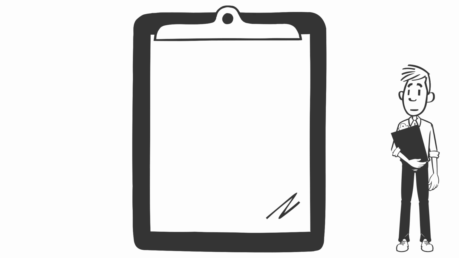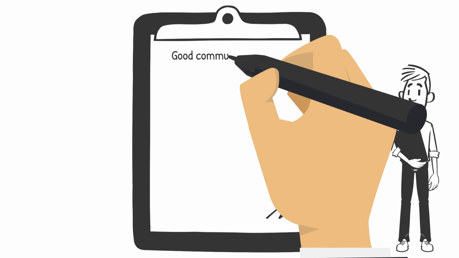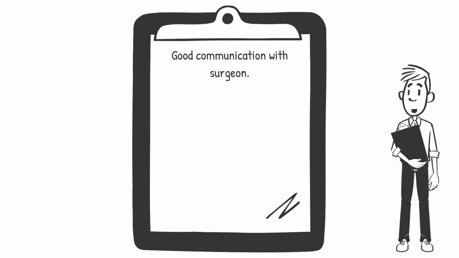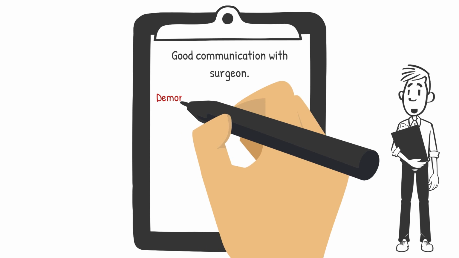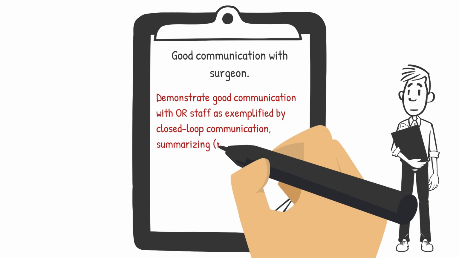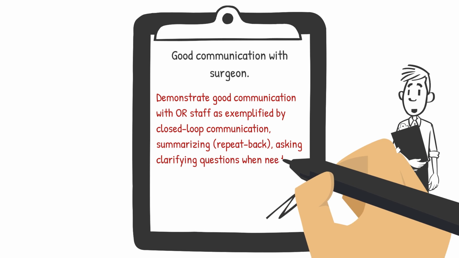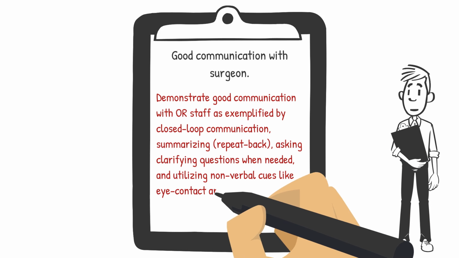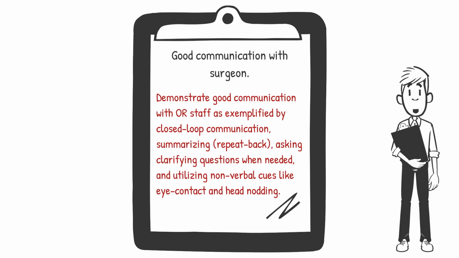Feel free to critique along with me. First up, good communication with surgeon. I love good communication with the surgeon, but hopefully you guys have already identified the issue. What is good communication? How are we going to objectively identify when good communication with the surgeon happened? Let's revise it. Demonstrate good communication with OR staff as exemplified by closed-loop communication, summarizing, repeat back, asking clarifying questions when needed, and utilizing nonverbal cues like eye contact and head nodding.